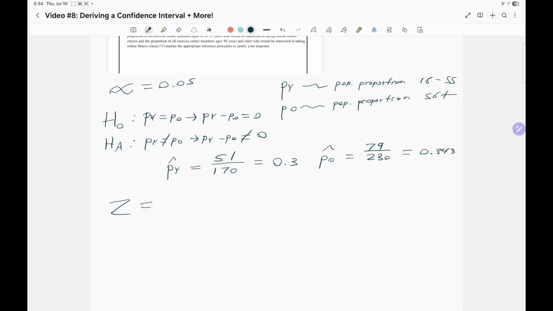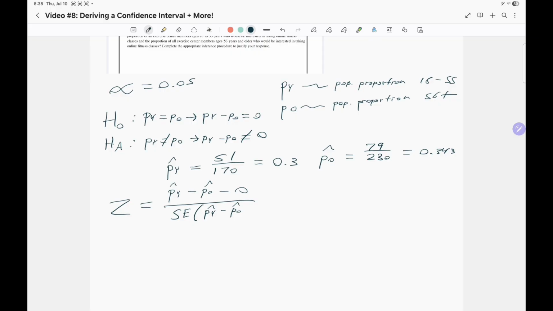So if we want to find our test statistic Z, it will be the difference between the two sample proportions minus 0, because the 0 is what we hypothesize. We're assuming the null hypothesis is true whenever we're doing hypothesis testing. So if we assume the null hypothesis is true, the difference between the two population proportions is going to be 0. So when we find that test statistic, we're subtracting 0 there. And on the bottom, we're going to have the standard error of that difference.